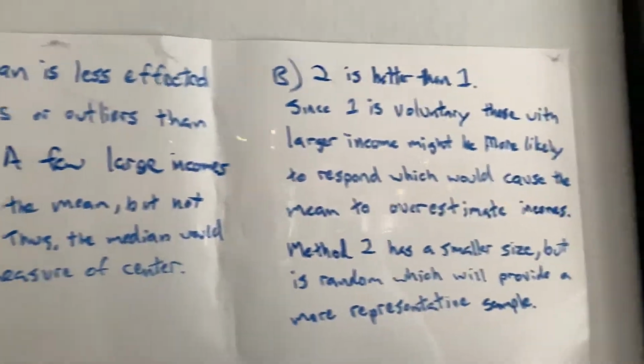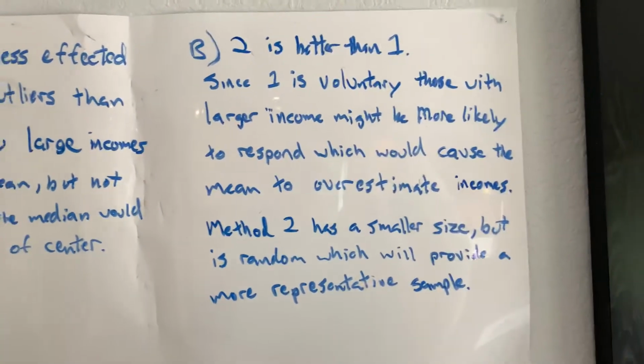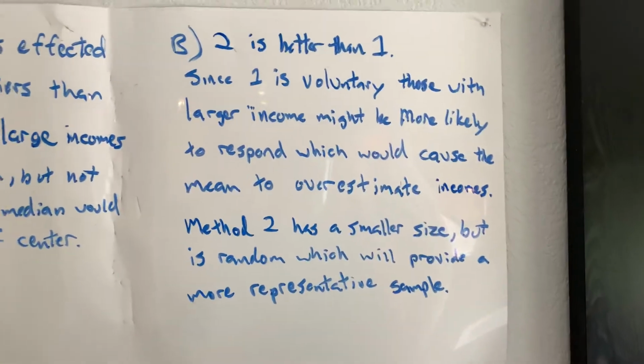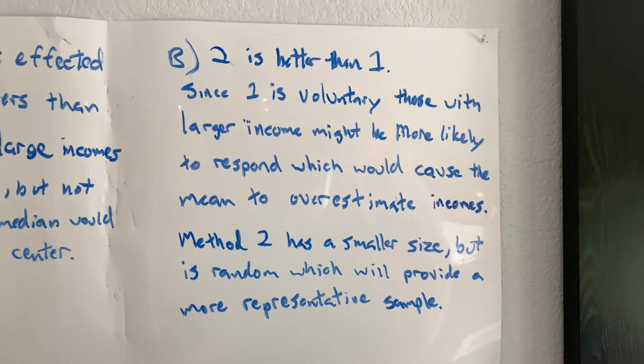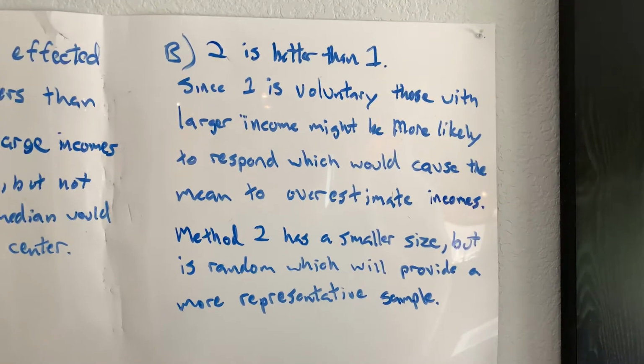Part B gave us two different methods of collecting a sample. And the first thing we need to do is answer the question. So the answer is 2 is better than 1. Method 2 is better than method 1.